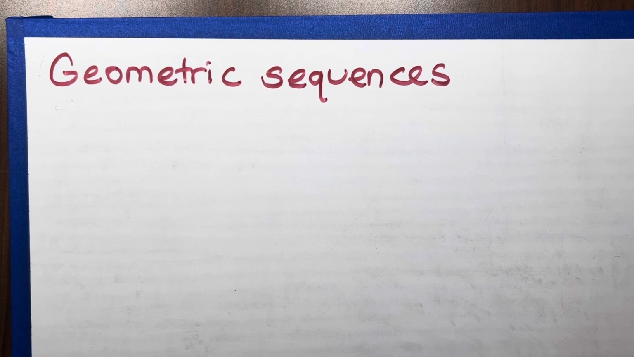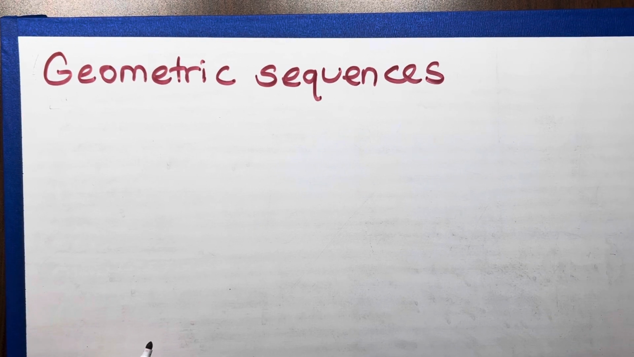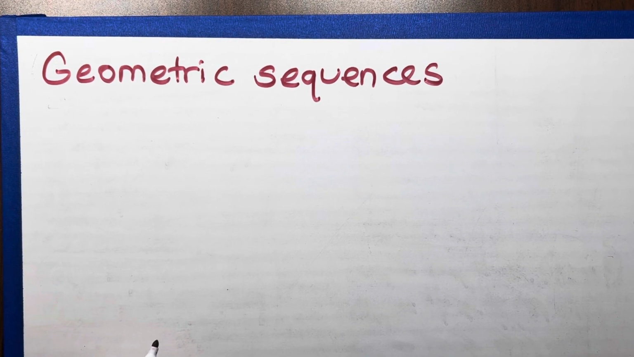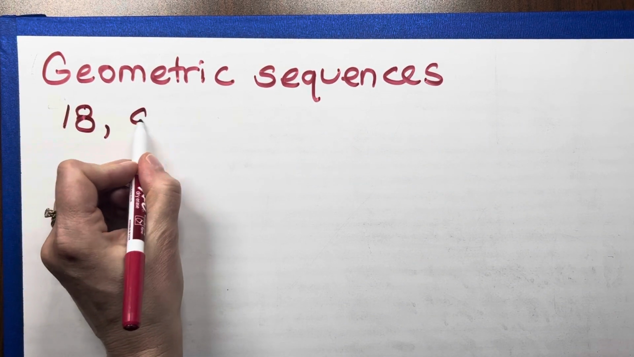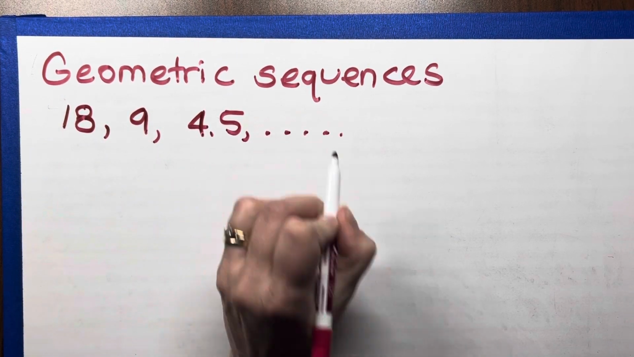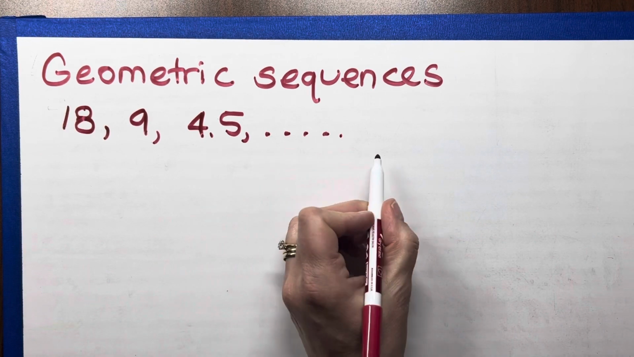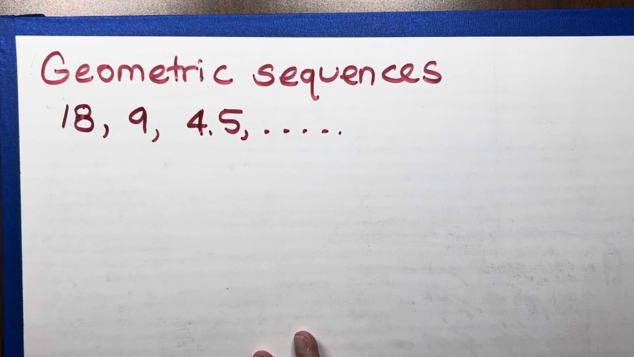Today's topic is geometric sequences, and we have previously talked about arithmetic sequences, so view that one as well if you're in that unit. And today our geometric sequence we are going to discuss is 18, 9, 4.5, ... That means that our sequence continues on in the same pattern, which is what we are going to work on figuring out today.